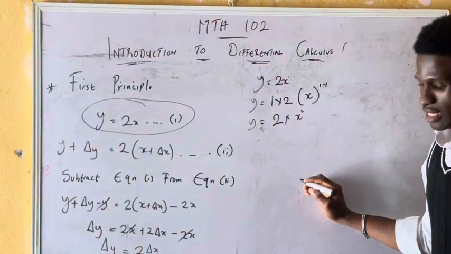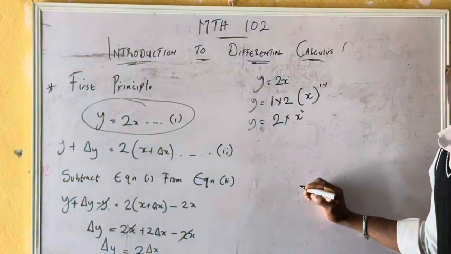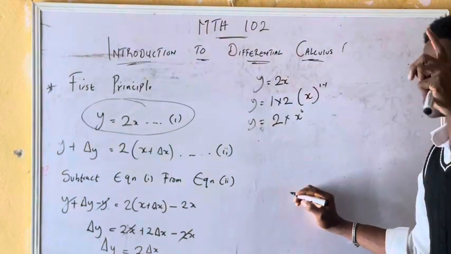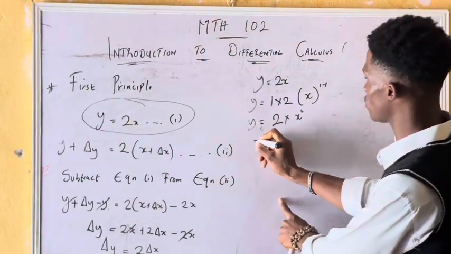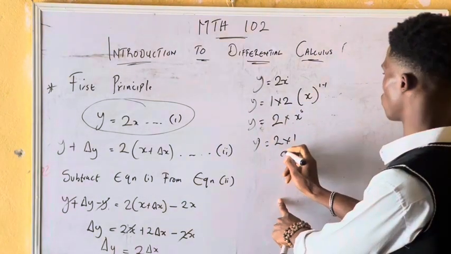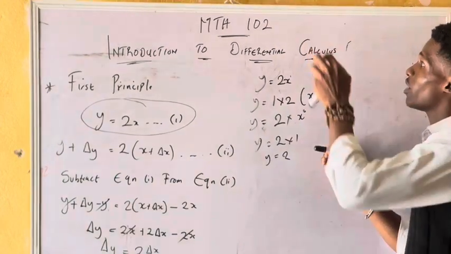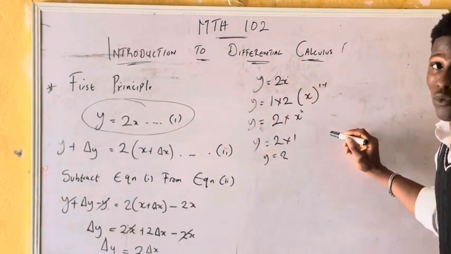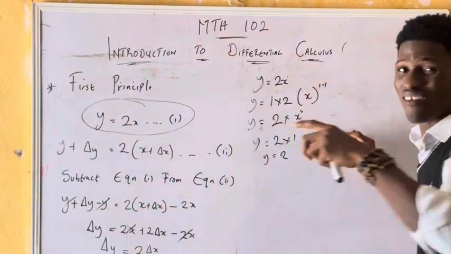Now, don't forget that the law of indices states that anything raised to the power 0 will give you 1. Even if it's 1 million raised to the power 0, it will give you 1. Even if it's me raised to the power 0, it will give you 1. So x raised to the power 0 will give you 1. So y is equal to 2 times 1, and 2 times 1 is equal to 2. So it means that y is equal to 2. So no matter the method we use, whether first principle or power rule, in solving any differential equation, we are going to arrive at the same answer.